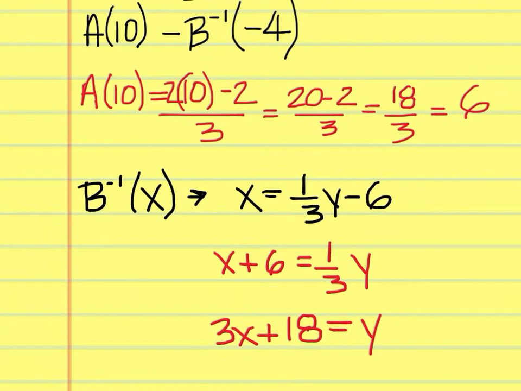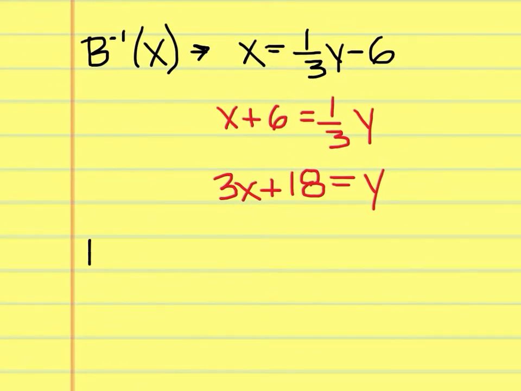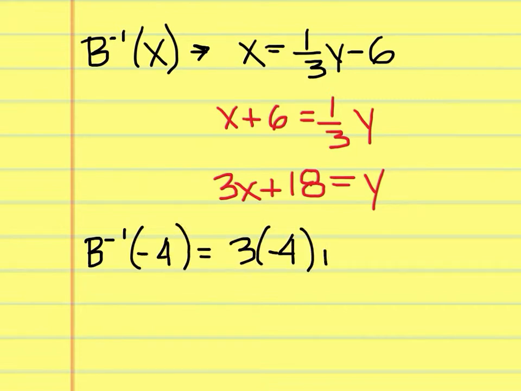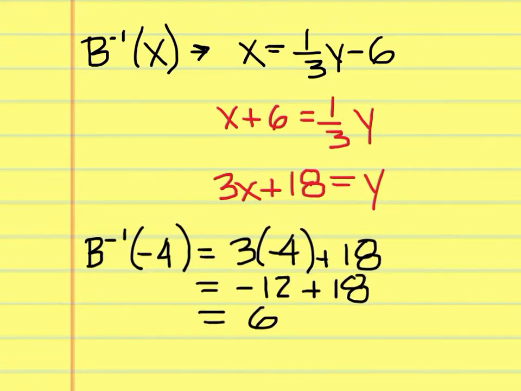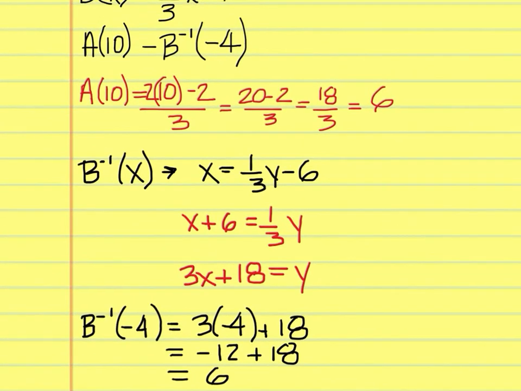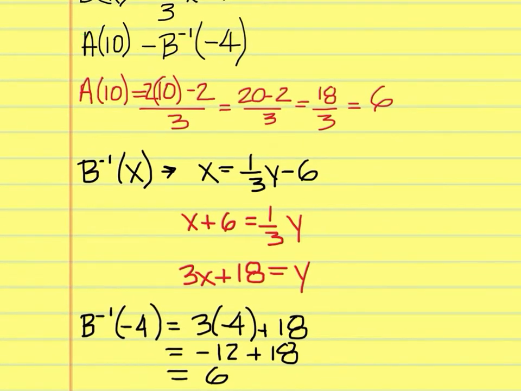And we're looking for negative 4 in this. So here it is. And when we plug it in, it's 3 times negative 4 plus 18. That's a negative 12 plus 18. And that also comes out to be 6. But notice the problem says we must subtract the 2. And when we do 6 minus 6, we come back with an answer of 0.